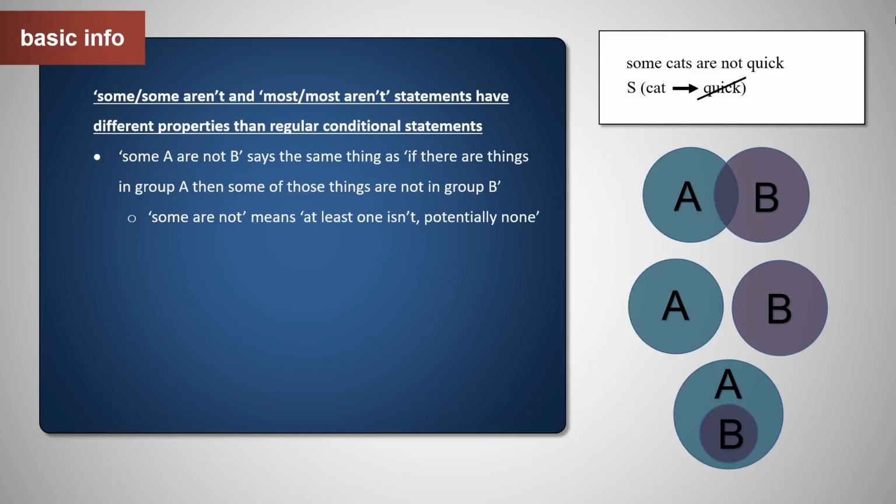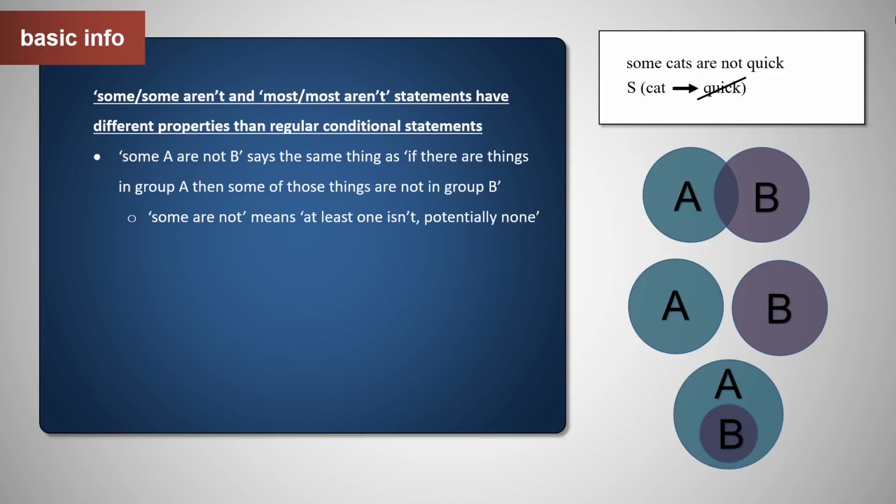The last one is that maybe the B circle is a smaller group of things that is inside the first circle, the A circle. So some cats are not quick. That would be like saying that every single thing in the world that is quick is a cat. I apologize. What that's saying is that B is all of the quick things in the world. So the only thing that's quick is a cat. But then there's also some cats that are not quick. That's the area of the A circle outside of the B circle.